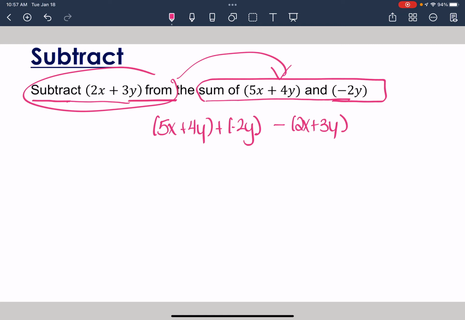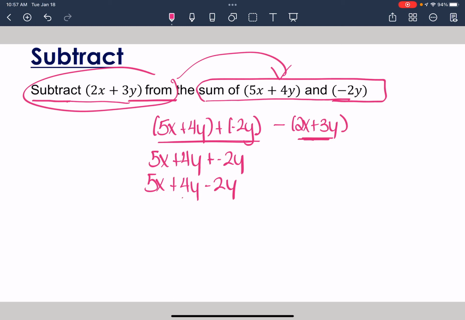Remember, subtract from means this is what's being subtracted, and this is what we start off with. So let's start off with doing the sum. Because remember, when we do add or subtract, we just go from left to right. So we have 5x plus 4y plus negative 2y. So that plus negative can turn into a subtract. So we have 5x plus 4y minus 2y. Well, that 4y minus 2y can reduce to 2y. So 5x plus 2y.